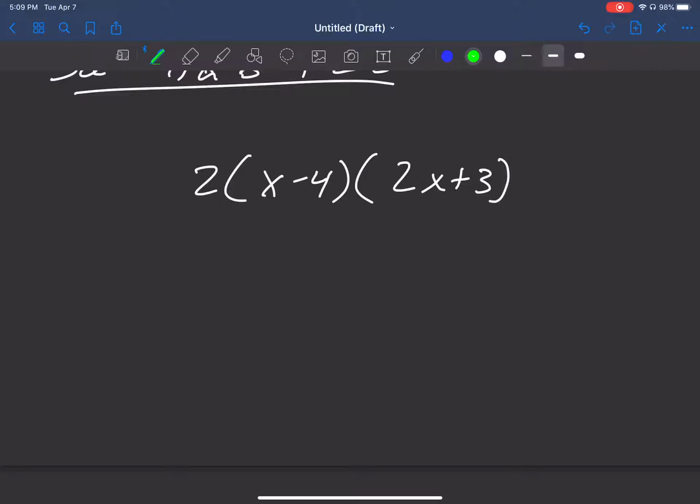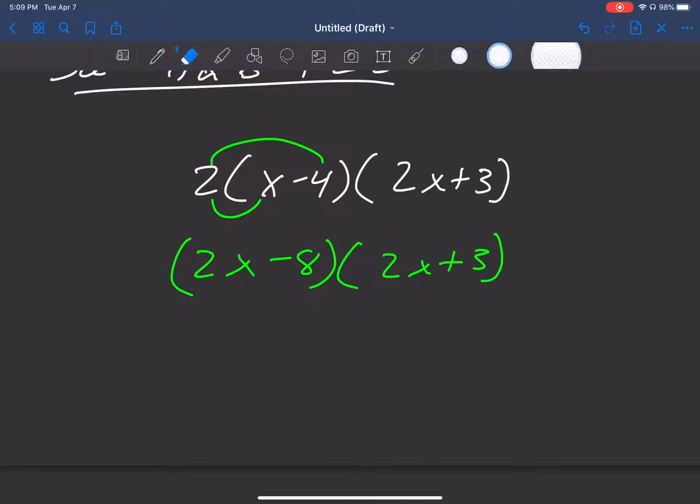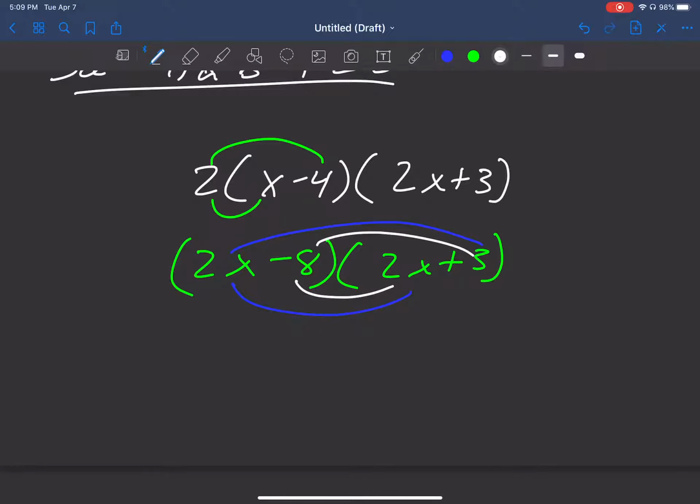Okay, so hopefully you guys had a good go at that. So the first thing that I would do is distribute this 2 here, and then rewrite the question. So we get 2x minus 8. Now you have 2x plus 3, right? This is something that's probably more familiar to deal with. So you'll just do your 2x here, 2x and 2x, and then 2x times 3. And then you'll have minus 8, minus 8 times 3.